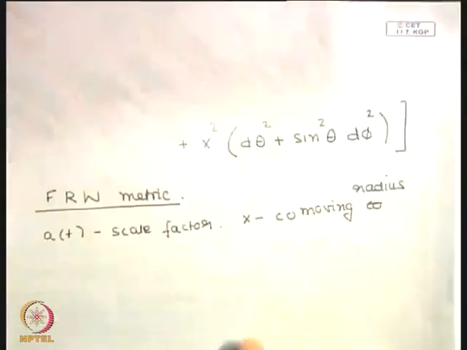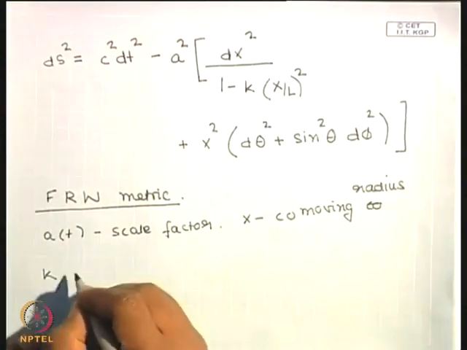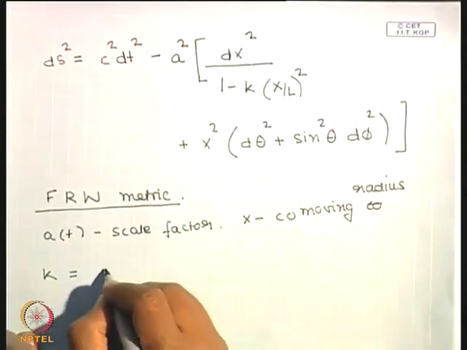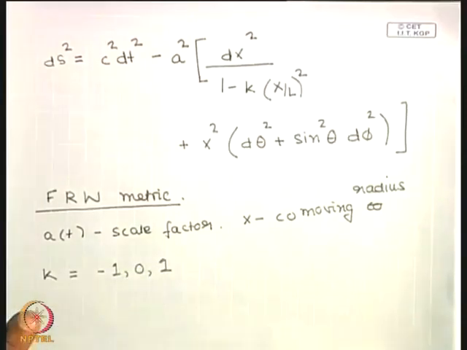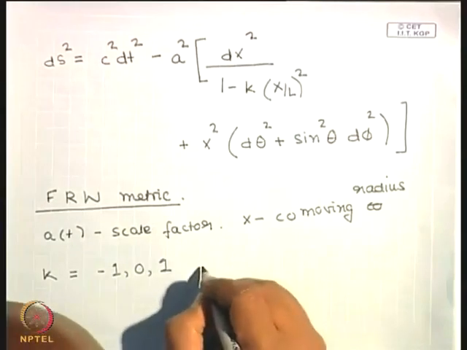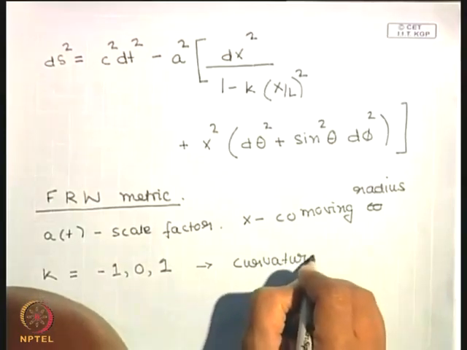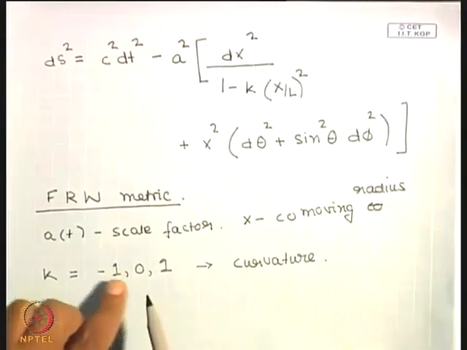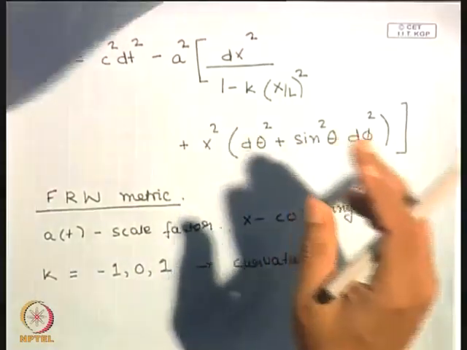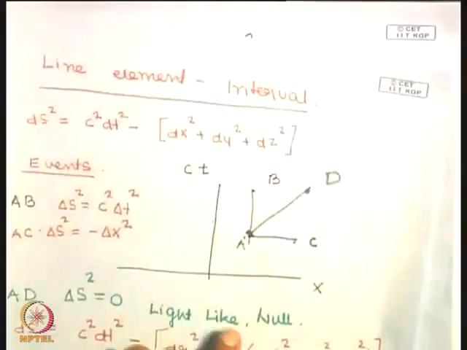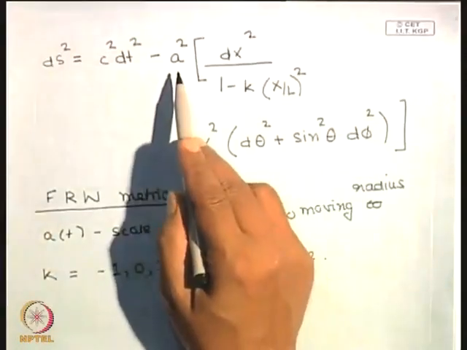There is one more difference, which is this k. k is a constant which can have values -1, 0 and 1. This tells me whether there is curvature. And 0 is no curvature. So if you set k equal to 0, and if you make the scale factor 1, you recover back exactly this.